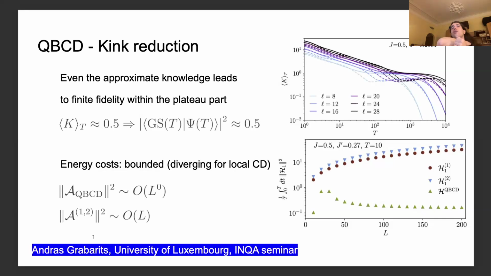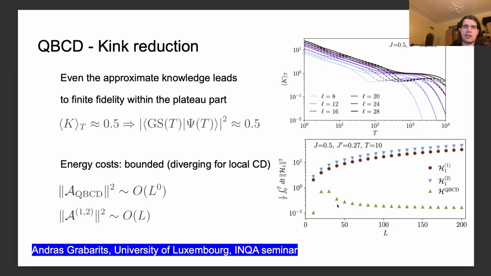The energy cost is also more advantageous compared to the local expansion, as it remains bounded as quantified by the norm square, while for the local expansion, the norm square grows linearly with the system size. So it diverges, not so feasible for experiments. This is exemplified in this plot. This is the approximately linearly growing cost of the local expansion, and this is the constant convergence towards a bounded constant value for the QBCD.